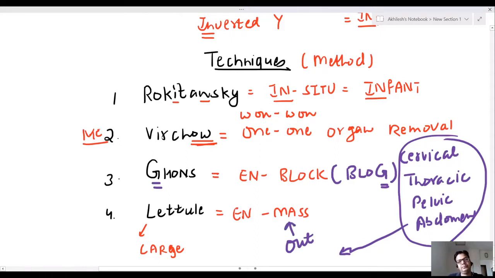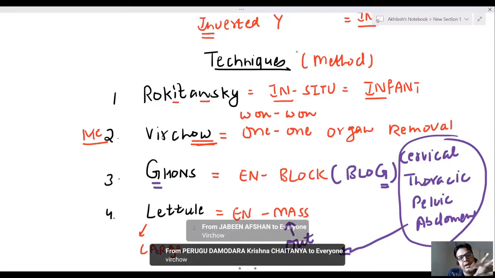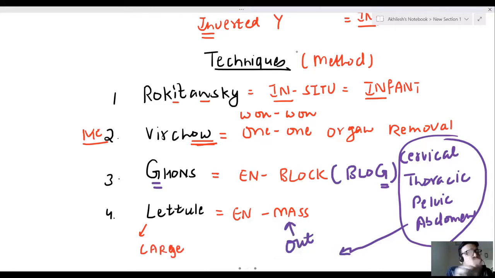Doctor, what I'm telling you, now I'll ask you a question, then you will get this. Sir, I am taking organs out one by one in postmortem. What is the name of the technique? One by one organ out. This is the most common technique, Virchow. Yes, Virchow. I am not taking any organ out; I am dissecting inside the cavity only. What is the name of the technique?